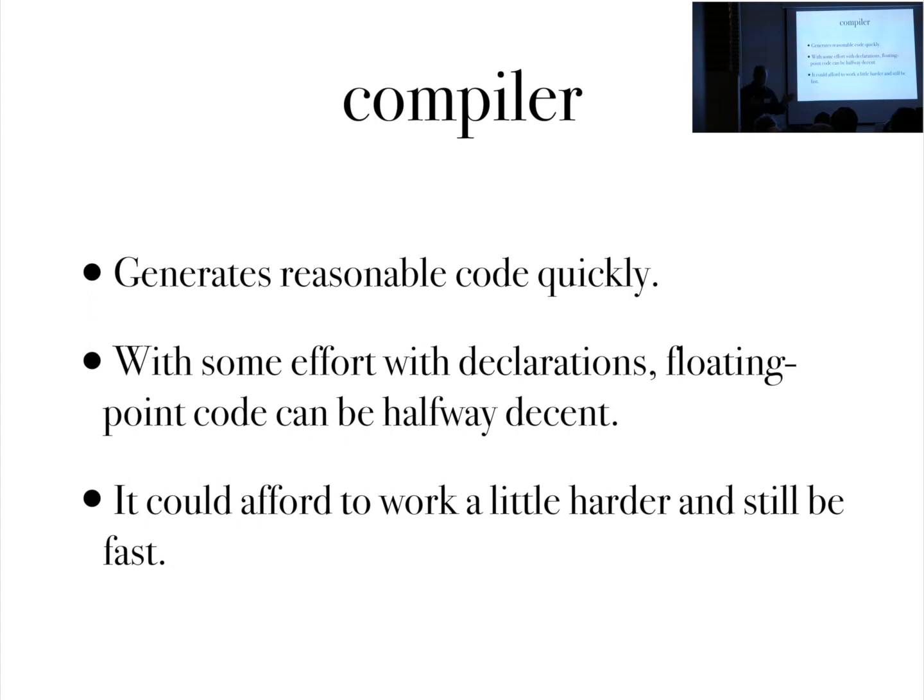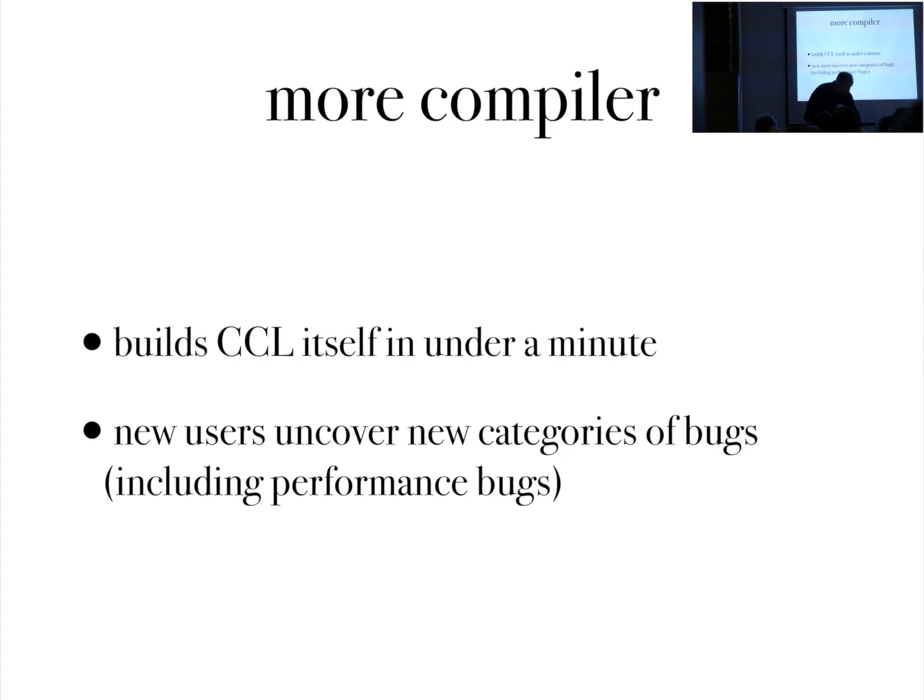One historical weakness has always been, if you're a number cruncher, CCL tends to be kind of bad about that. It would cons double floats like crazy and just be a big mess. But you can make some effort with some declarations, and you can get some floating point code that is halfway decent, if not good. So the compiler definitely could stand to work a little harder, and it would still be fast.